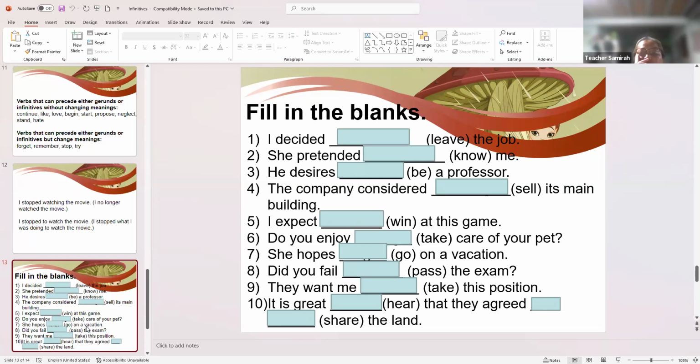What do you think? Are you ready? So this is only how many? 1, 2, 3, 4, 5, 6, 7, 8, 9, 10, 11, 12. I mean 11. We're going to answer 11 blanks here.